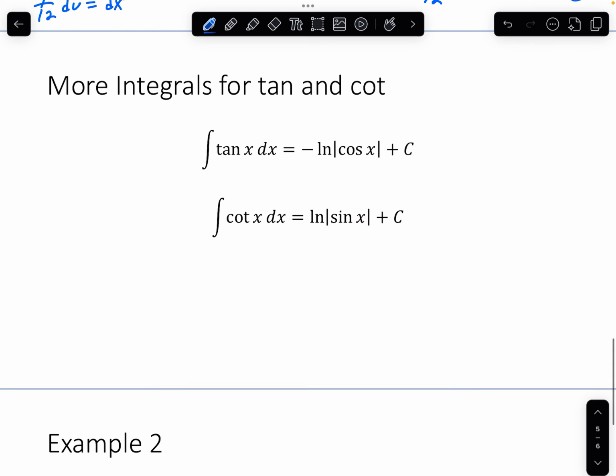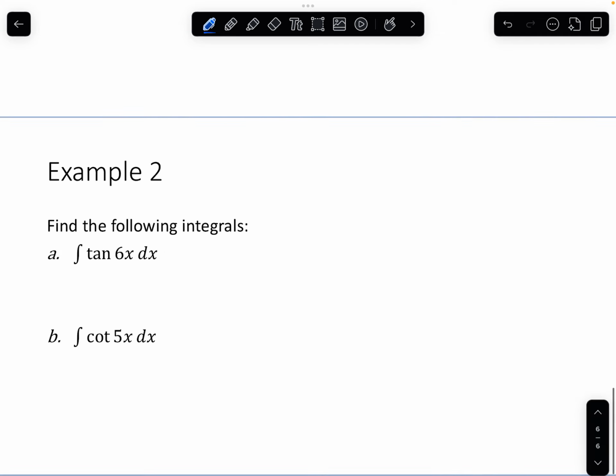So from those formulas from before, we were missing two. The integral of the tangent of x dx is the negative natural log of the absolute value of the cosine of x plus c. And the integral of the cotangent of x dx is the natural log of the absolute value of the sine of x plus c. And so, two examples here of those.